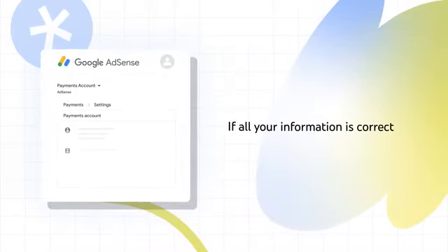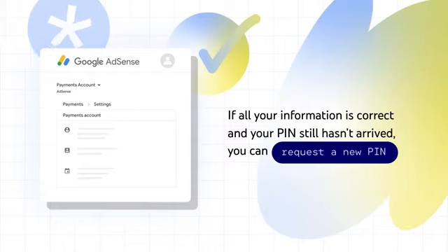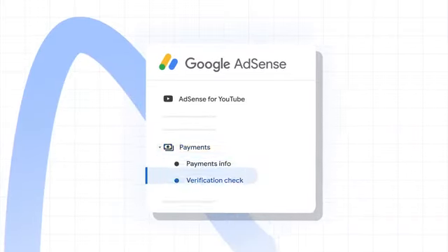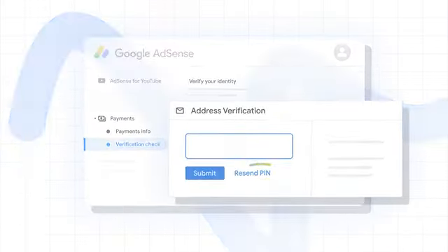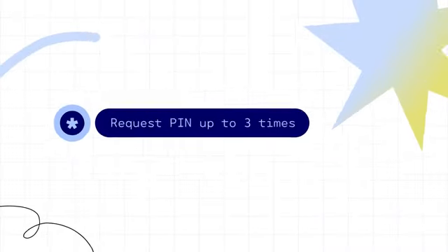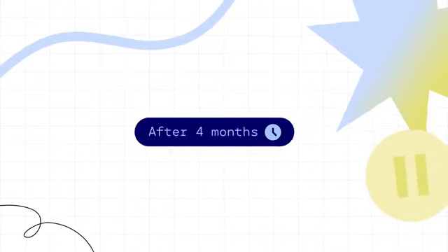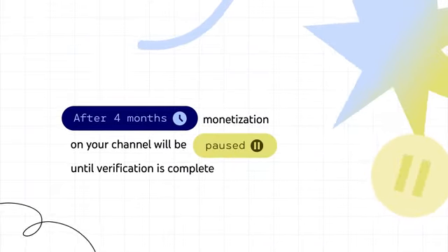If all of your information is correct and your PIN still hasn't arrived, you can request for it to be sent again by going to AdSense for YouTube, then Payments, then Verification Check, and selecting Resend PIN. You can request your PIN up to 3 times and have 4 months from the date your PIN is first generated to enter it in your account. After 4 months, monetization on your channel will be paused until verification is complete.